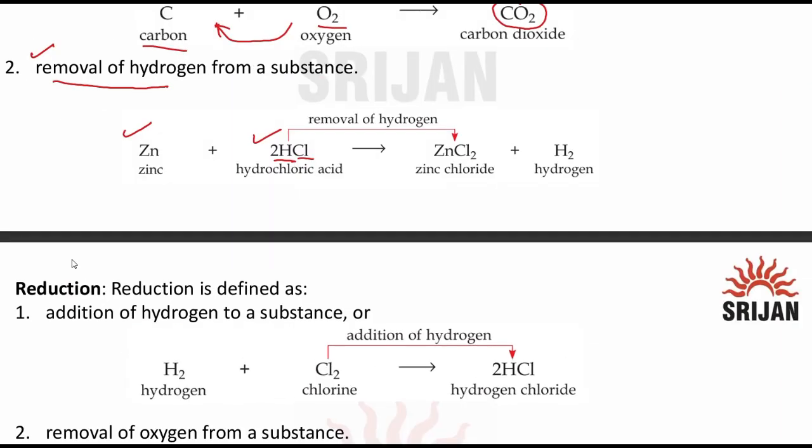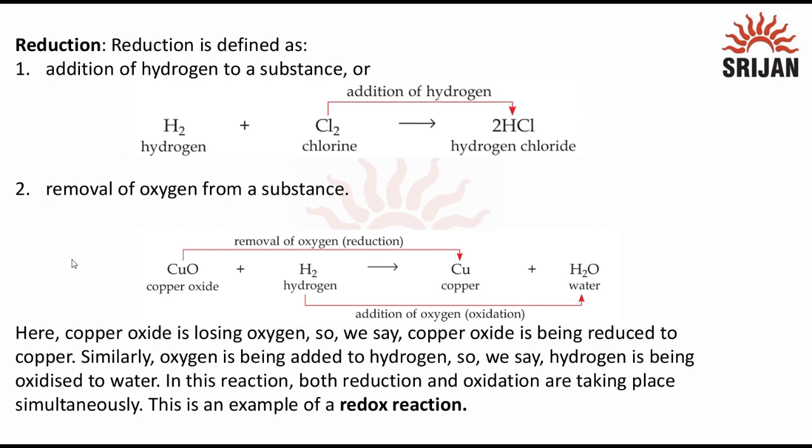Now moving towards what is reduction. Basically reduction is defined as the addition of hydrogen, or basically addition of hydrogen into some substance is known as reduction. For example, hydrogen when it reacts with chlorine gives HCl. So here reduction of chlorine takes place by the addition of hydrogen.